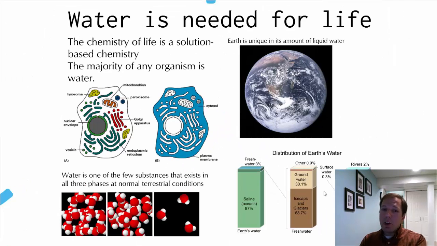So water is needed for life because living things are made up of more than half water, and in our case, 60 to 70+% of our body is made up of water. Now, as you've learned in previous units, there's a lot of chemistry going on in interactions between molecules. The chemistry of life is a solution-based chemistry because all of that empty space in our cells and the empty space surrounding our tissues is made up of water.